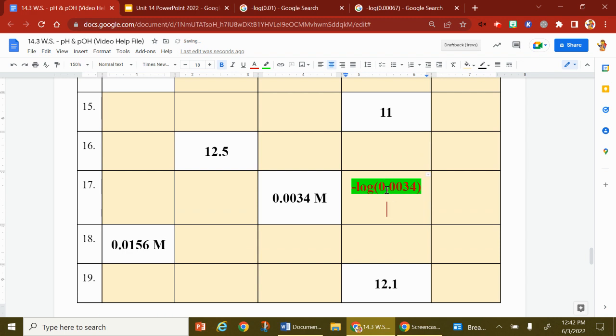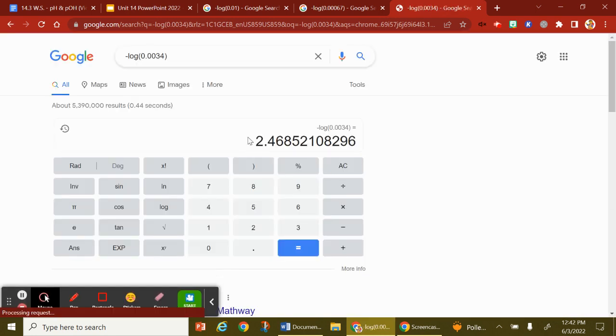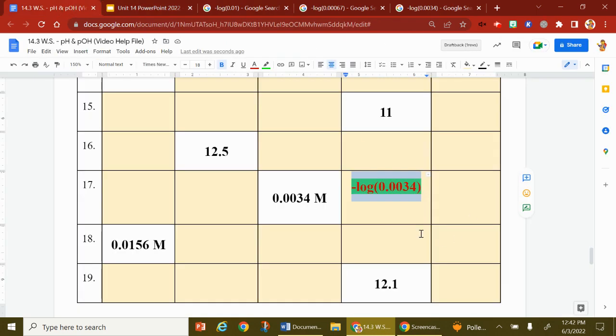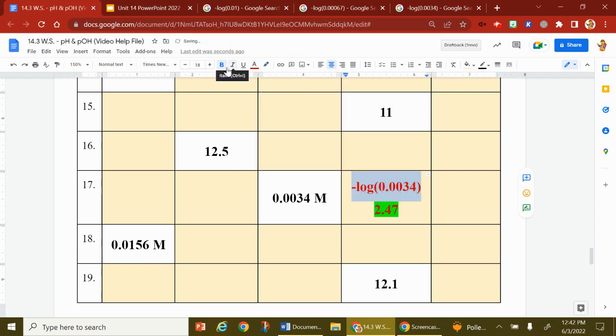Now, I know for a fact that if you bounce 2 times, you have a number less than 1. If you bounce 3 times, you have a number more than 1. So you're going to get some number between 2 and 3, because it takes between 2 or 3 bounces to get to 1. So if I just put in the negative log, yep, between 2 and 3, 2.47 in fact. All right, so the pOH here is 2.47. That is the power of the base here.